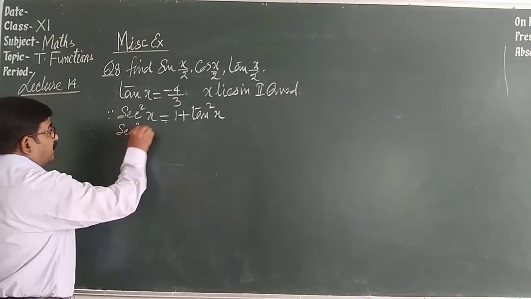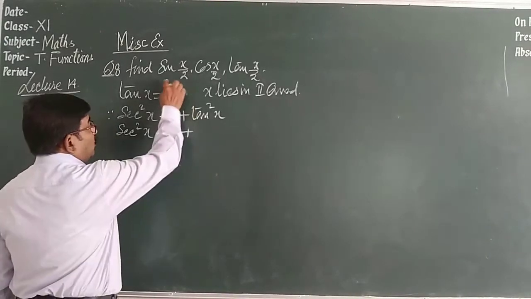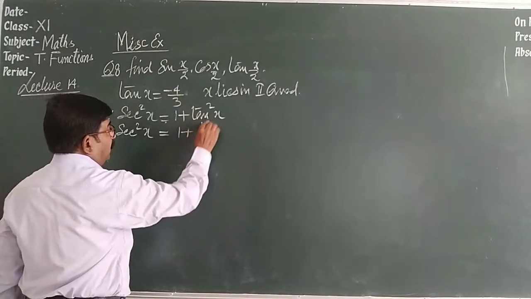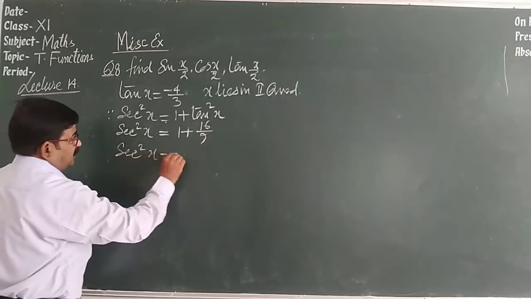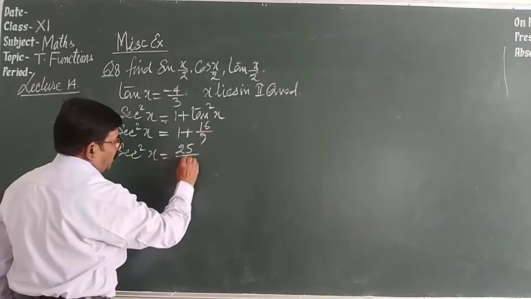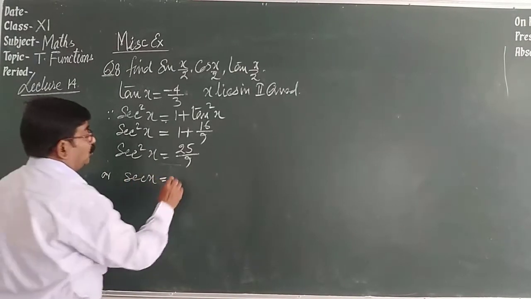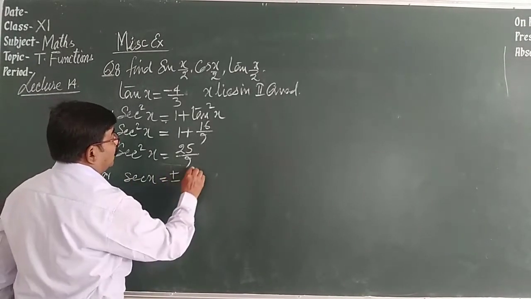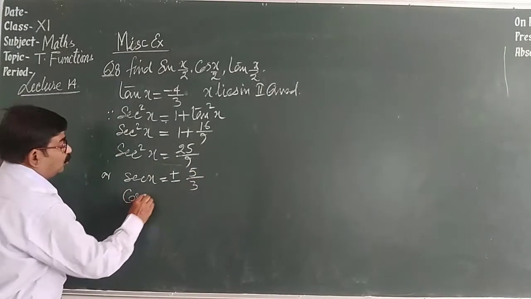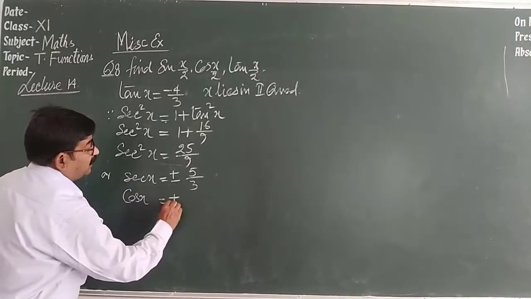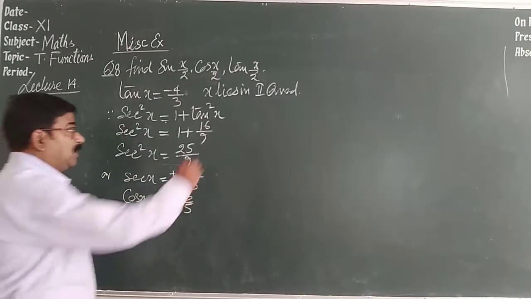So we have sec square x is equal to 1 plus, squaring this it will become positive, 16 upon 9. Sec square x is equal to 25 upon 9, or taking the square root, sec x is equal to plus minus 5 upon 3. Cos x is equal to plus minus 3 upon 5, the reciprocal of sec is cos.